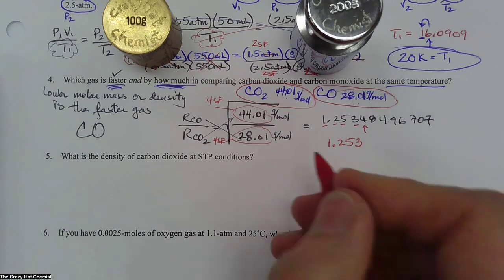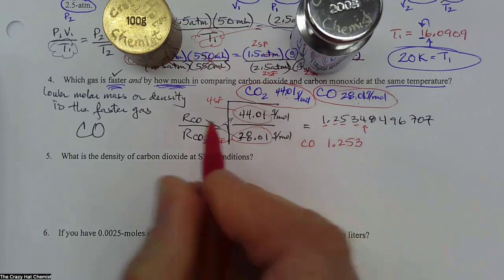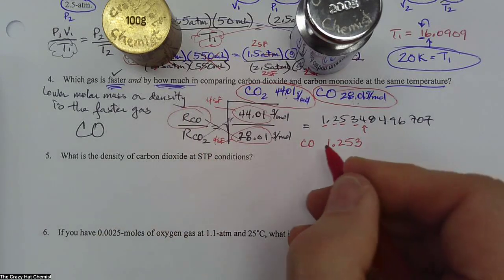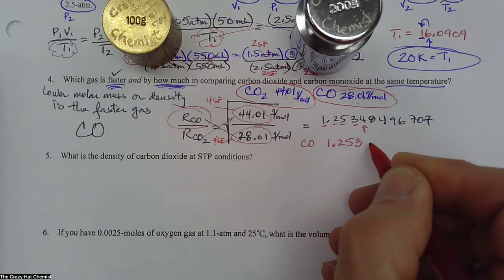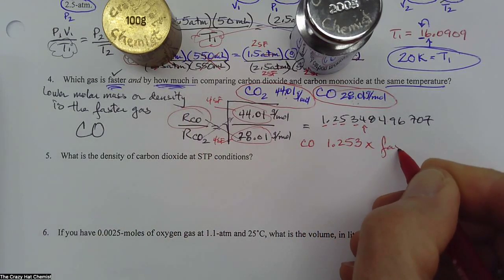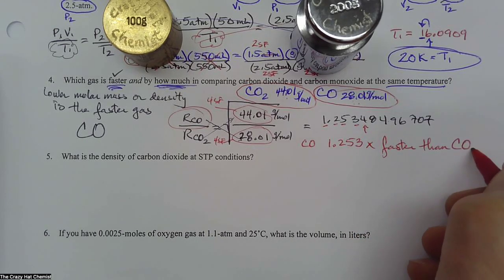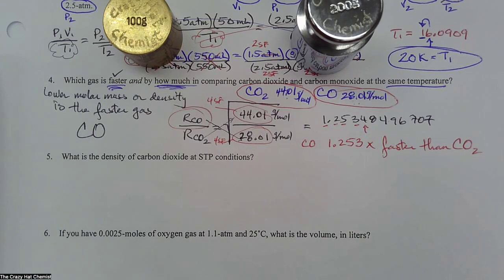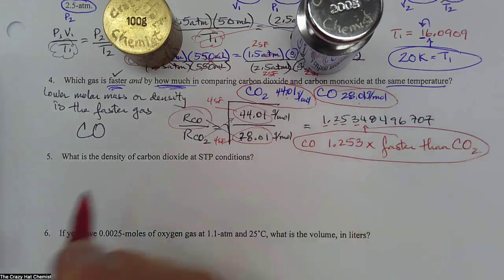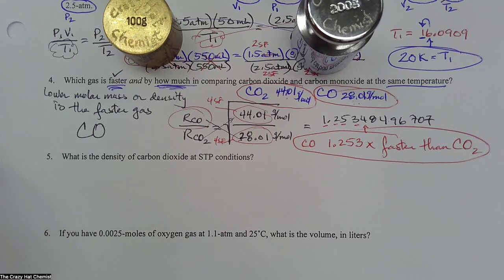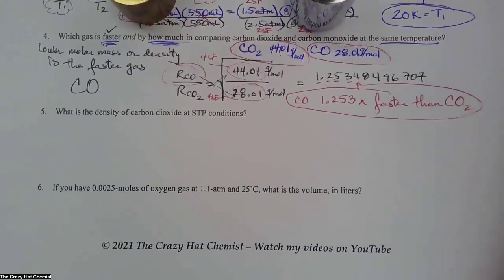Okay, so carbon monoxide is 1.253 times faster than carbon dioxide at the same temperature. So this is what we're looking for right there. That is a thing of beauty. Okay, we're going to scroll this on up. We got two more problems to do, so let's scroll this on up here. Here we go.